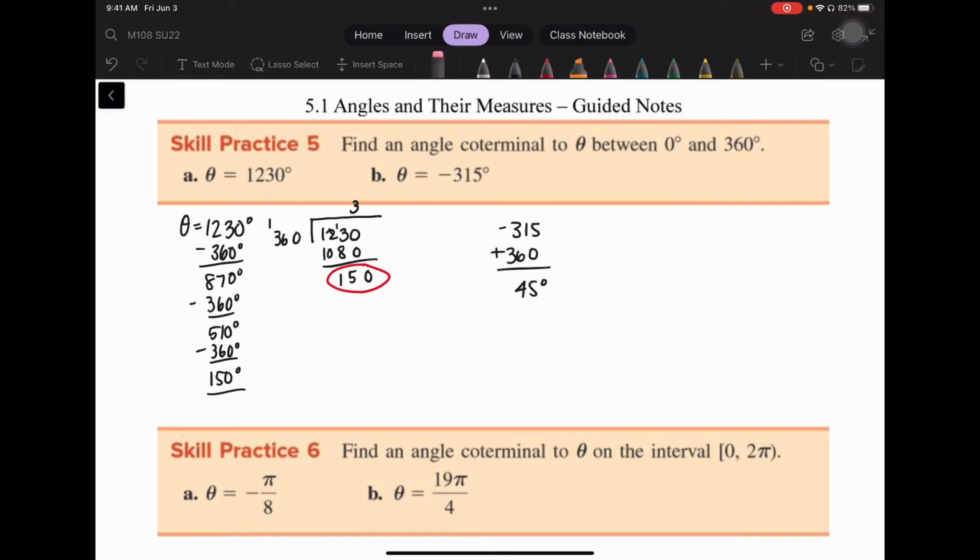And so if you were to graph these, 45 degrees is this way, and negative 315 degrees is this way. And for part A, if you were to graph that, 1230 is 1, 2, 3 rotations over, and 150 is just 1.